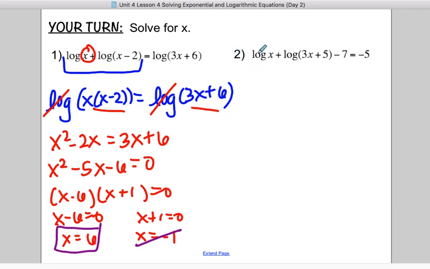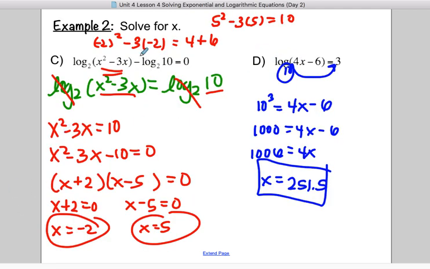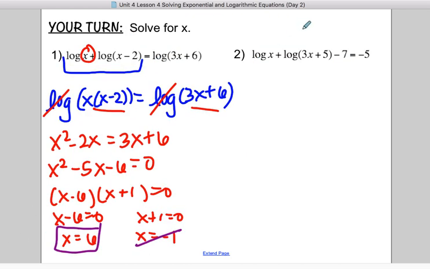Example, or problem 2. I could try and do what I did on this problem. However, do you guys see that there's random numbers in here? So this time it's not going to work. I'm not going to be able to just have a log on the left-hand side and a log on the right-hand side. So what we're going to do is put our logs together on one side and then put all of our numbers together on the other side.